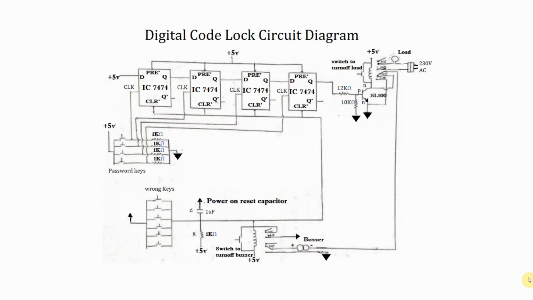This is the circuit diagram of digital code lock. In this, 4 D flip-flops are cascaded such that the output of one flip-flop is the input to the next flip-flop. The clock input of each flip-flop is connected to the password case and the clear inputs are connected to the wrong case. The data pin of the first flip-flop is set to high.